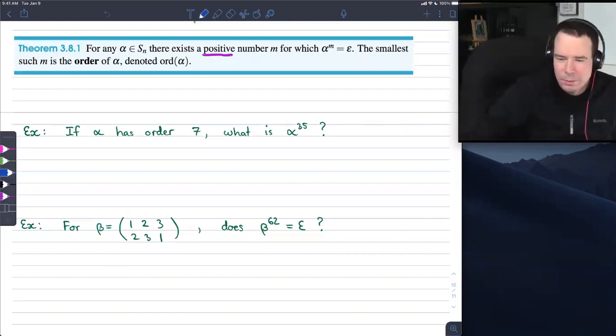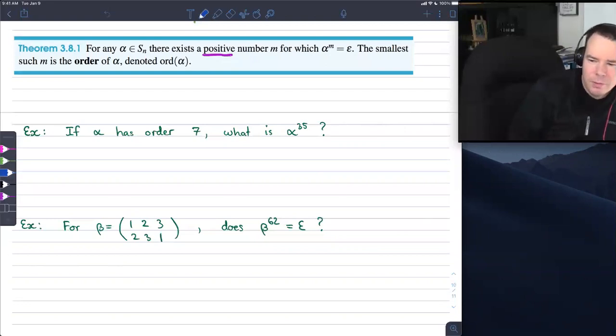What can we do with that? Well, here's an example. Suppose you know alpha has order 7. Then we could ask questions like, what is alpha to the 35?